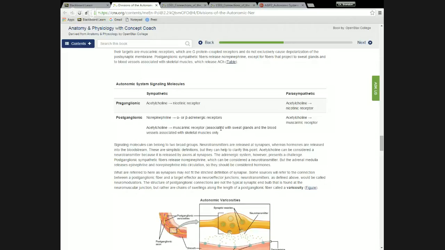Now, the postganglionic parasympathetic fiber, okay, this right here releases acetylcholine again. Okay, so same neurotransmitter, different location. What's different, however, is what it binds to, and I'm kind of running out of room here. On the target organ, acetylcholine is released by the postganglionic parasympathetic fiber, binds to a muscarinic receptor.